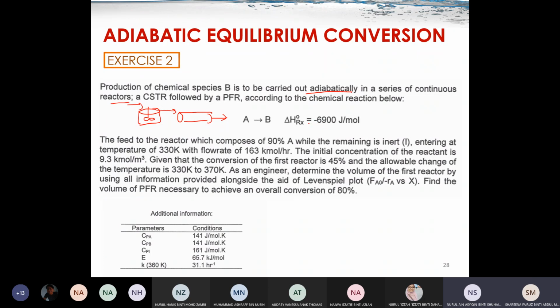6.9 kJ per mole. So the feed to the reactor, which is composed of 90% A, so it is given YA0 is 0.9, while the remaining is inert, enters at a temperature of 330 K. So this would be the T0, with a flow rate of kmol per hour. So this would be the FA0. The initial concentration of the reactant is 9.3 kilomole per meter cube, which is CA0.